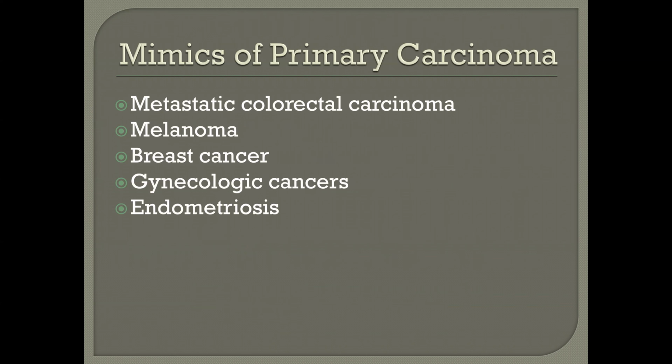Other things that can most commonly mimic primary carcinomas, as we've mentioned, metastatic colorectal carcinoma. Melanoma on occasion can appear as an undifferentiated carcinoma. Breast cancer, lobular carcinomas in particular, can appear as a diffuse type carcinoma. Some gynecologic cancers, serous carcinoma, high grade, prone to gastrointestinal invasion and can mimic a primary tumor. And not uncommonly, endometriosis can mimic small bowel carcinoma.